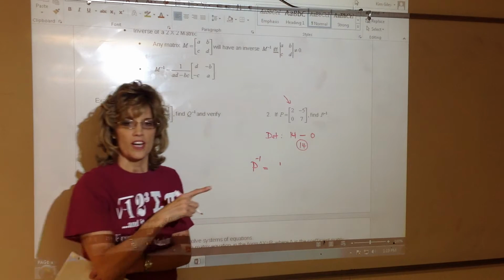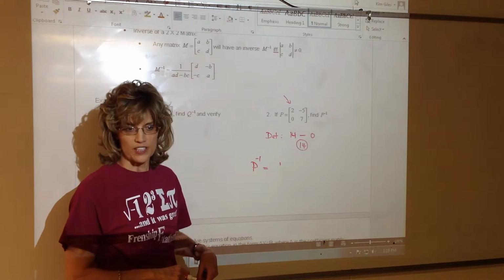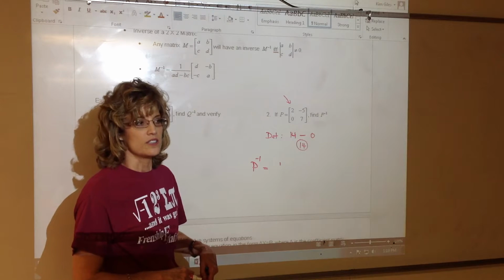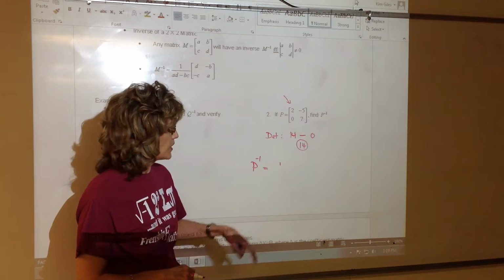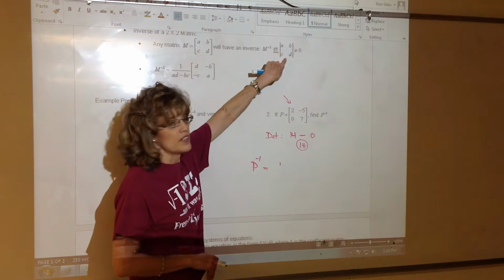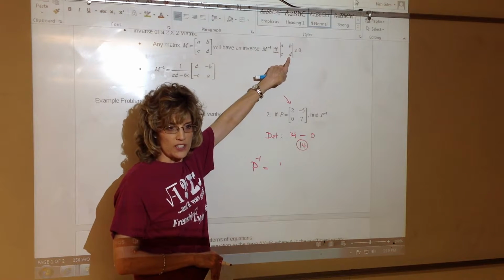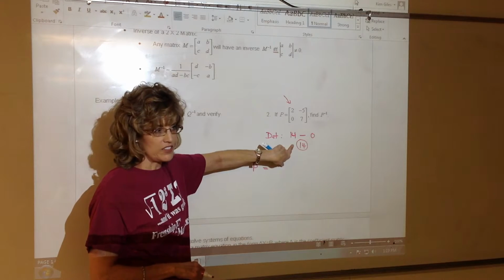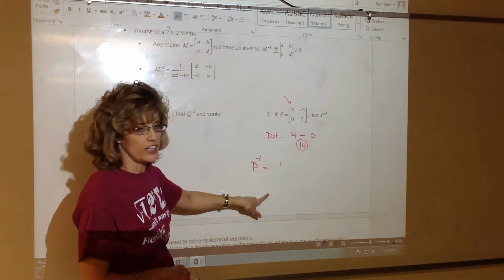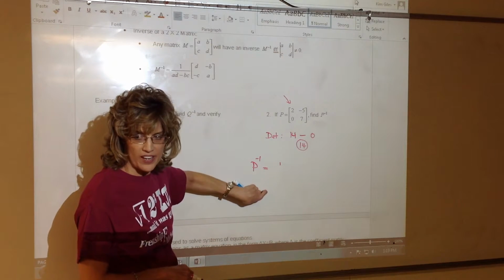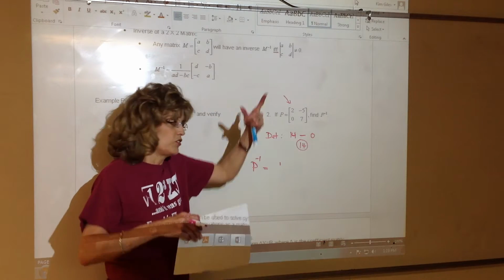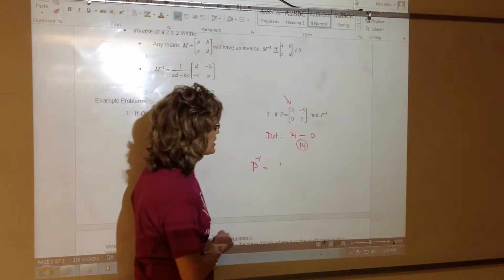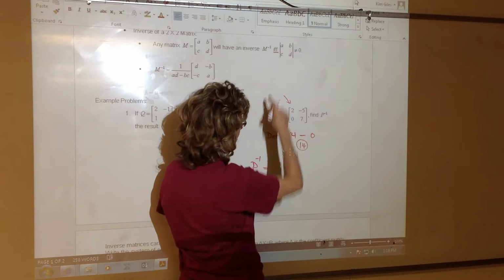let me back up. Does P even have an inverse? Is it possible to find one? Yes. How do I know? Remember what we said up here? As long as the determinant is not 0. If you ever do this and you get a determinant of 0, you can't find an inverse. Why? 1 over 0 is undefined. Something undefined times something else, who knows? So if the determinant ever is 0, then you can't find an inverse.